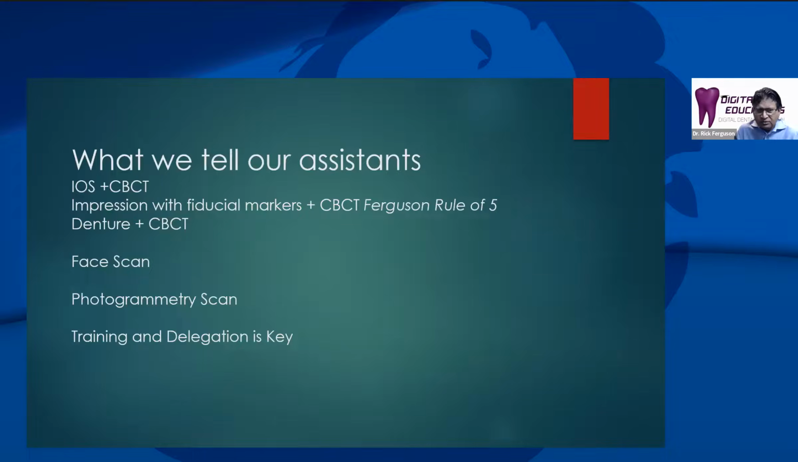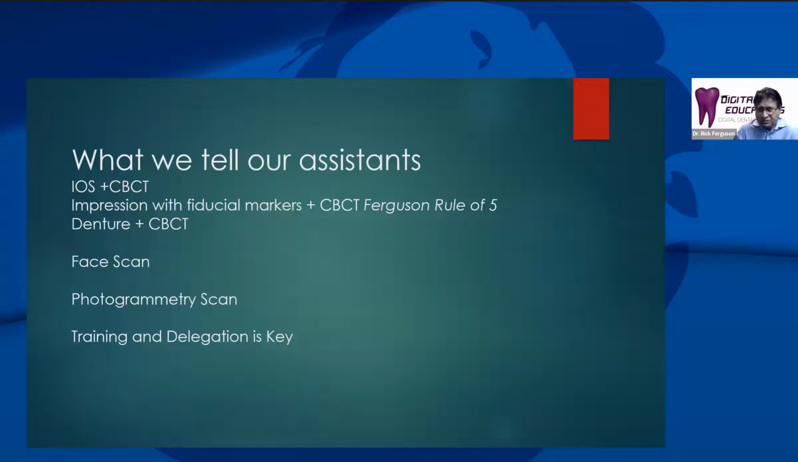Okay. So basically, when a patient comes in, our assistants are the ones that are doing the data acquisition. So this is what we tell our patients: either an IOS plus CBCT, or an impression with fiducial markers plus CBCT. And the rule that I use is if they have less than 5 virgin teeth, we're automatically going to that workflow right now.